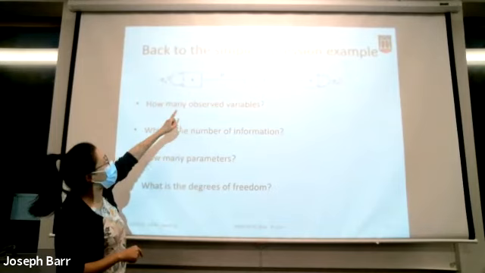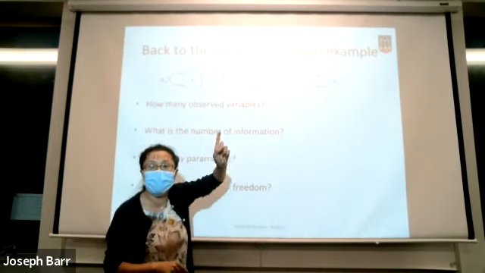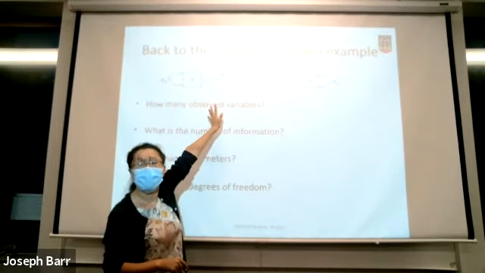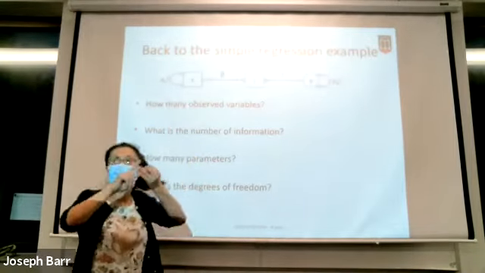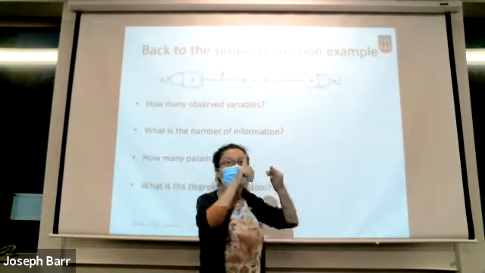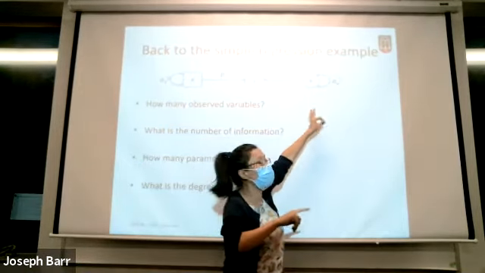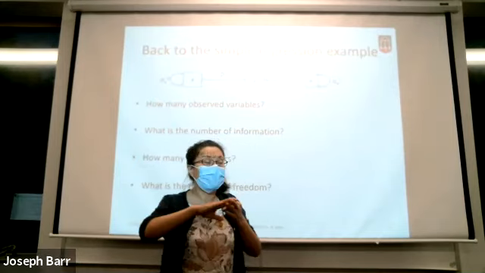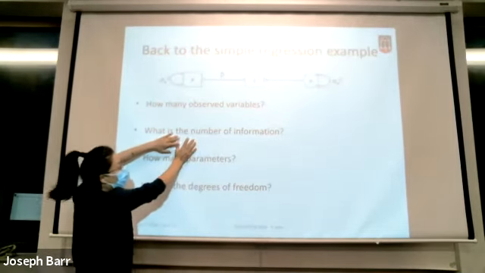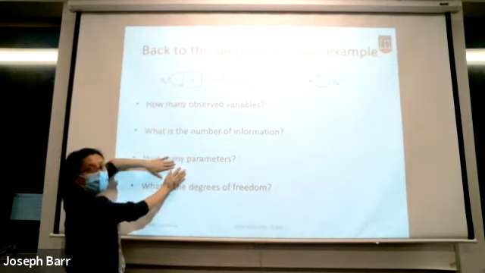How many parameters are we going to estimate in that model? We have the coefficient B, we have the variance of X, and we have the variance of the error part of Y. We have 3. 3 is the number of information, and 3 is the number of parameters.